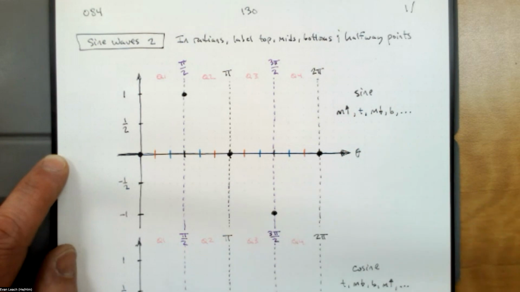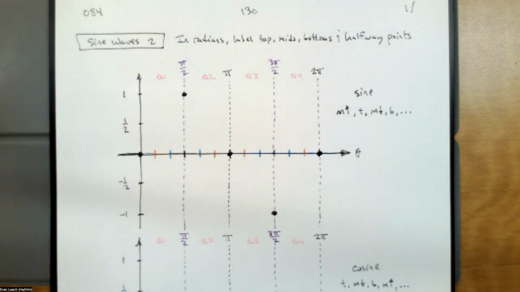So the first step is to get your top, middle, and bottom points. Sine normally starts off at the middle going up. So it goes middle, top, middle, bottom. Middle, top, middle, bottom.